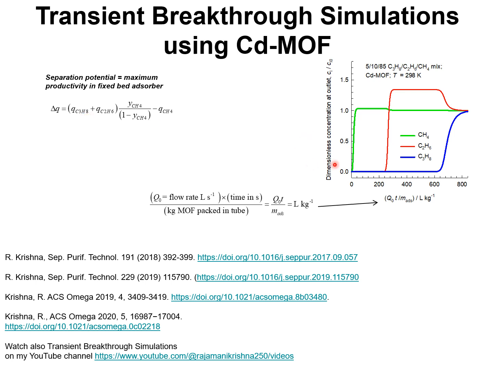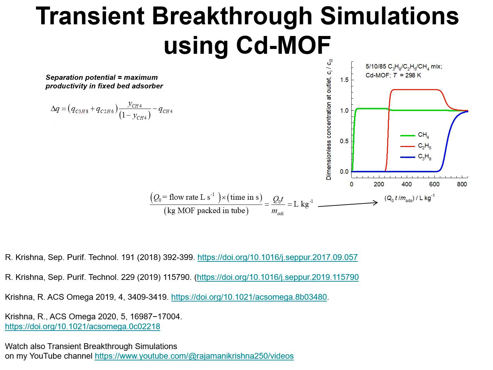In actual practice, due to distended breakthroughs, the productivity is reduced below the value dictated by the separation potential calculations. So the message here is that for the separation task, delta Q is the appropriate metric that should be used for evaluating MOFs.